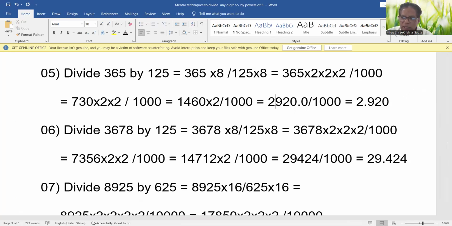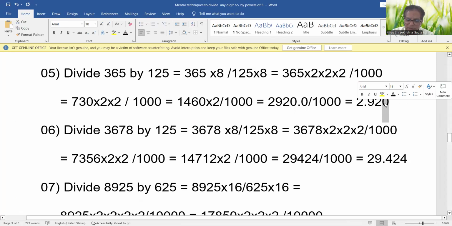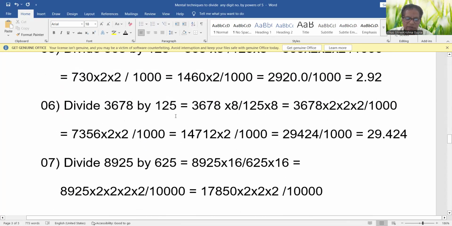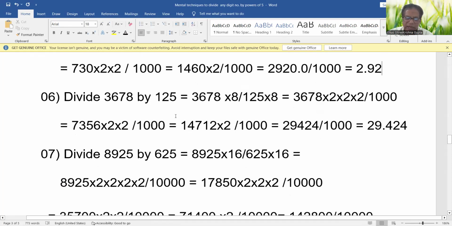2.92 also is the correct answer, because the 0 over here means nothing. Even if you omit this zero, there's no difference in the value of the number. 2.92 is the correct answer. In the same way, if you have to divide 3678 by 125, the same technique is there. It's a four-digit number. You have to multiply by 2 three times.